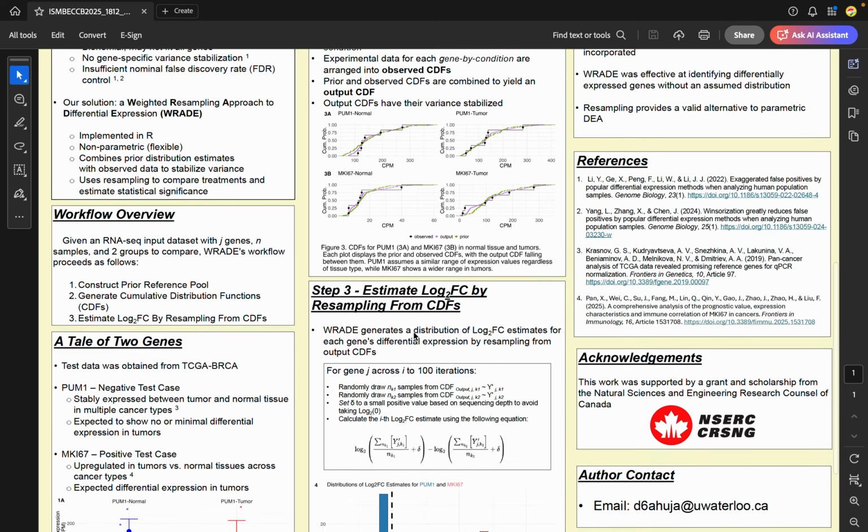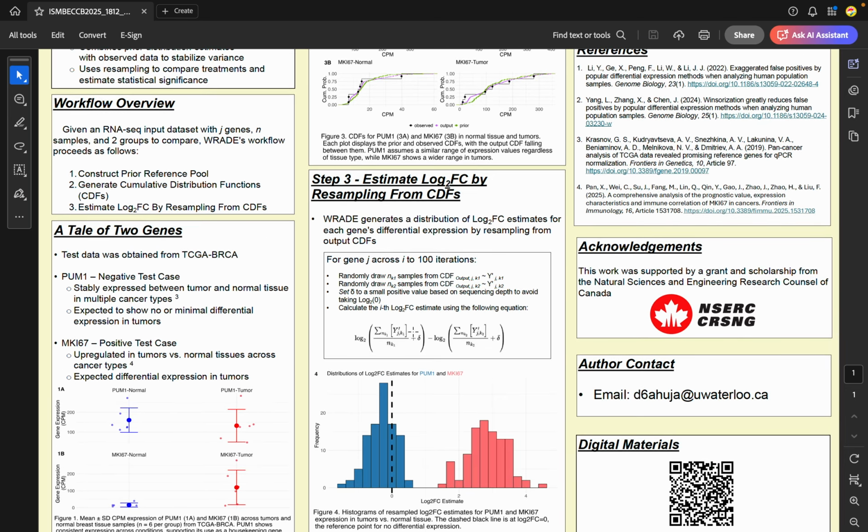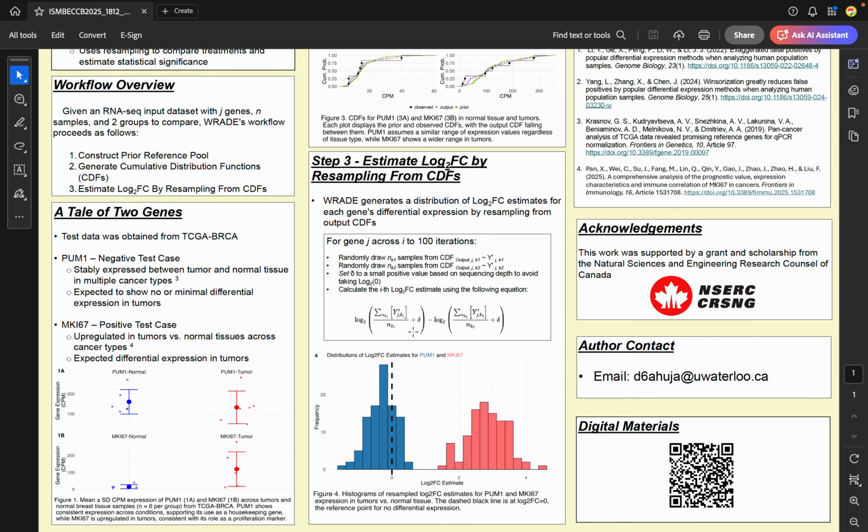RAID then uses the output CDFs for a given gene across experimental conditions to generate a resample distribution of 100 log2 fold change estimates. The details of the resampling procedure are outlined in this text box, and the resample distributions for both PUM1 and MKI67 are depicted here in Figure 4.